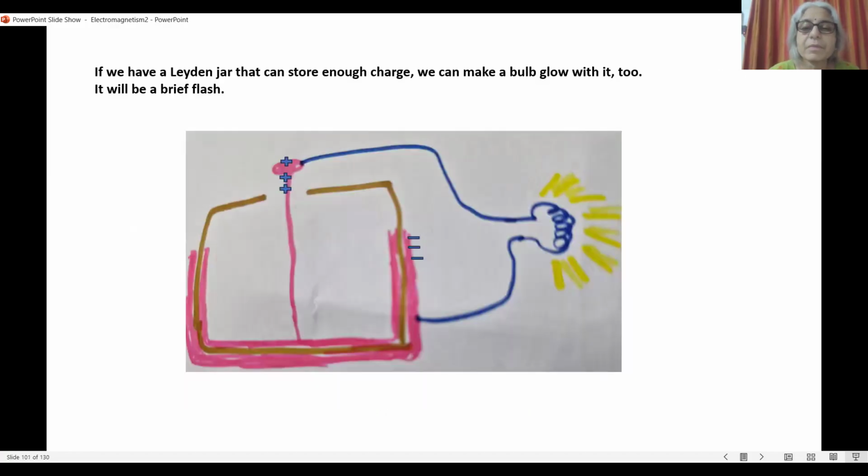We can use the Leyden jar to light up a bulb. We used an electric cell to light up a bulb, and that's a steady flow of current, so the bulb glows steadily. But when you discharge the Leyden jar through a bulb, then a small but strong current flows. It's a momentary current. So the bulb flashes briefly.